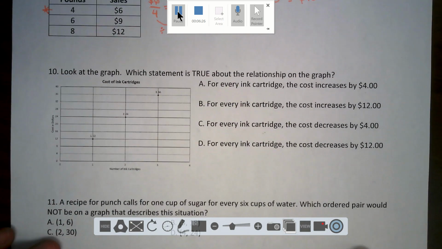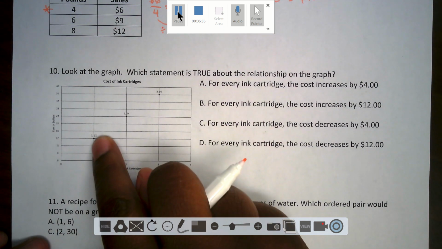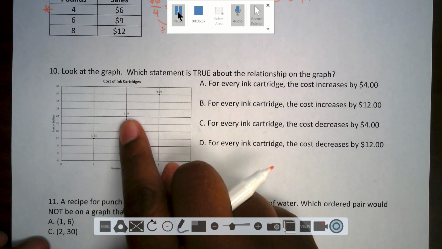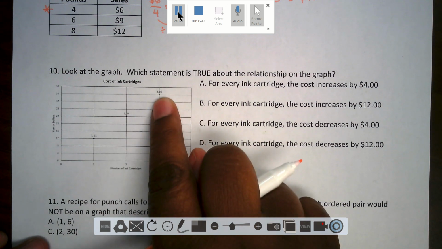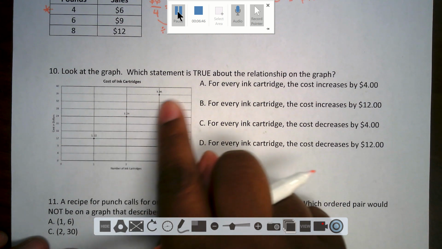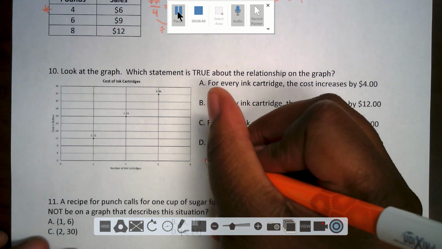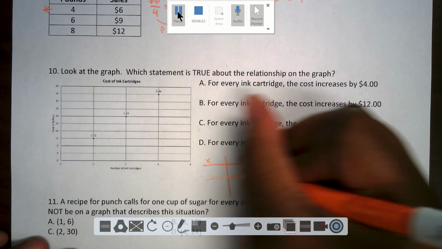Number 10, look at the graph. Which statement is true about the relationship on the graph? All right, so I see, and you may find this hard to see, it's 1 to 12, 2 to 24, 3 to 36. So I'm going to go ahead and make this into a ratio table for my X's and my Y's.